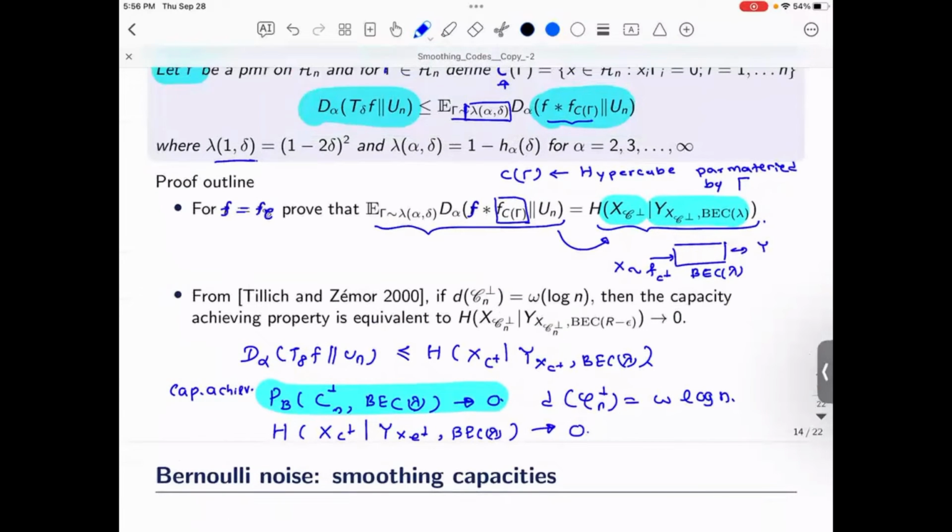So this is again something off the shelf. This appeared in Tillich and Zémor. Usually what you have is the probability of error, and from Fano, you have something like n P_e plus something small. So even if the probability of error goes to 0, this does not go to 0. But if the dual distance has a good scaling, what they proved is that if probability of error goes to 0, this also goes to 0.